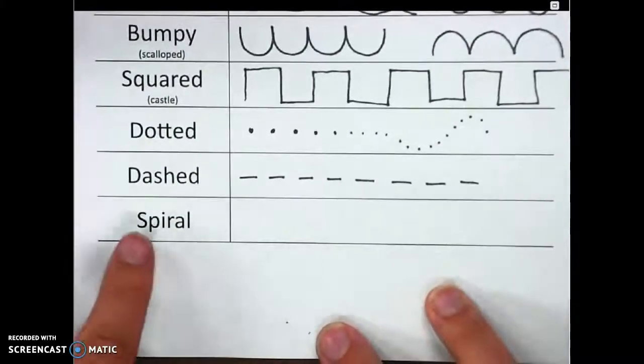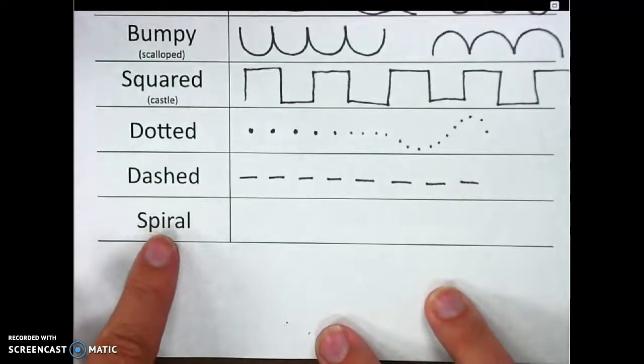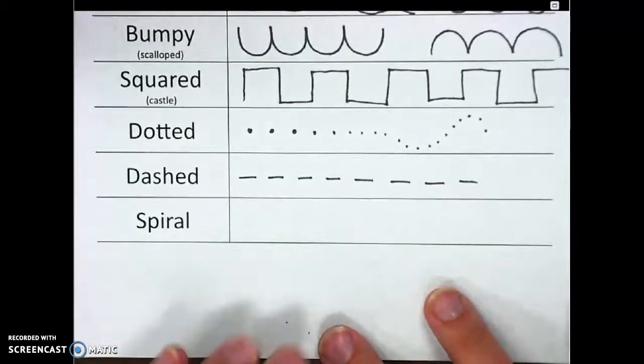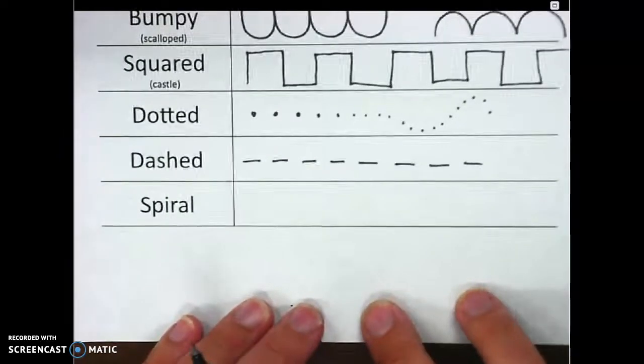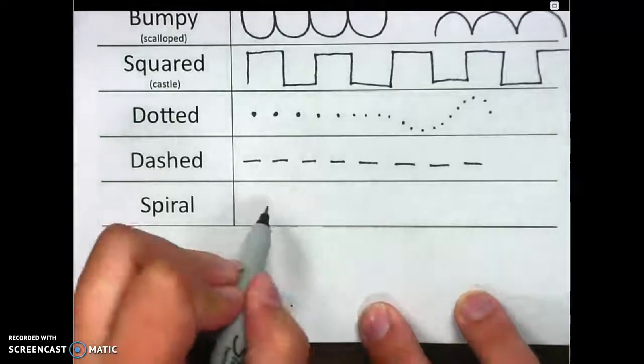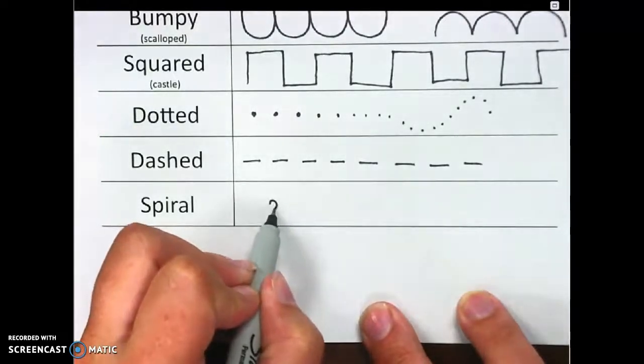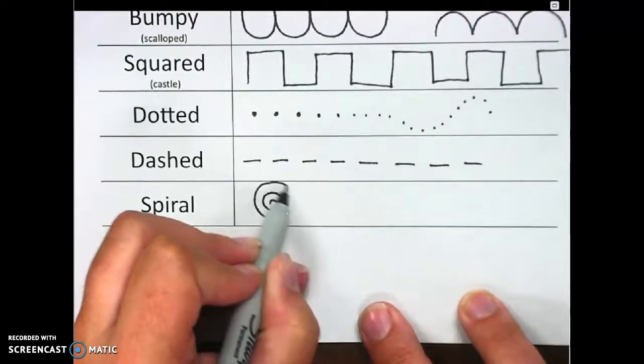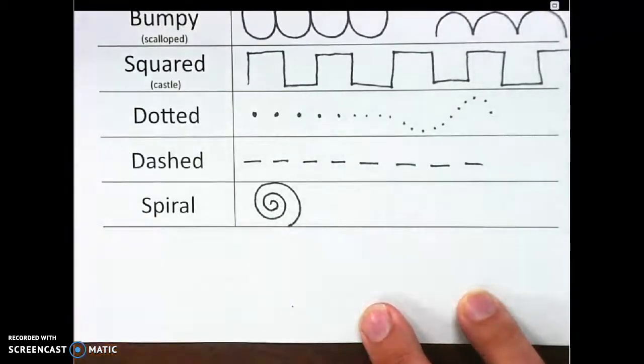And last but not least is the spiral. The spiral is one of my favorite lines, and there's two ways to draw it. You can start from the center, and it's a line that curls around and grows. I love it. It reminds me of a seashell.